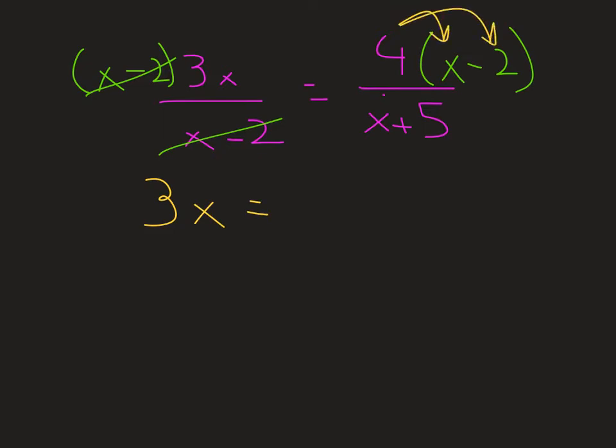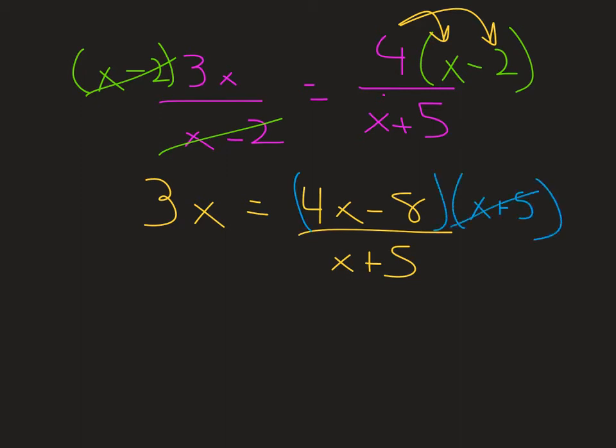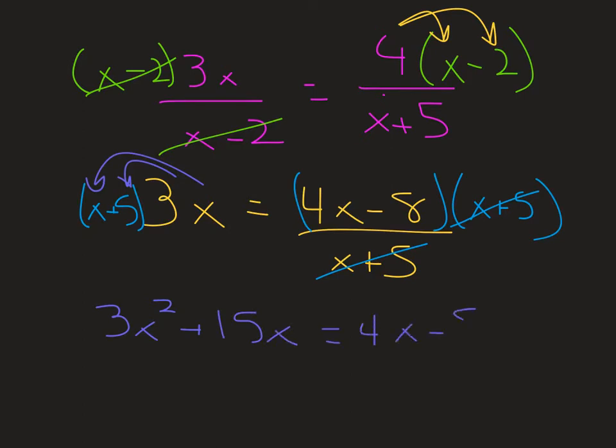Let's distribute here. Pew pew! So that's 4x minus 8, and then you have x plus 5. And now that x plus 5 is making me a little uncomfy, so let's multiply by x plus 5. Those cancel out, and x plus 5. Now we can distribute again. Pew pew! So that's going to be 3x squared plus 15x equals 4x minus 8.